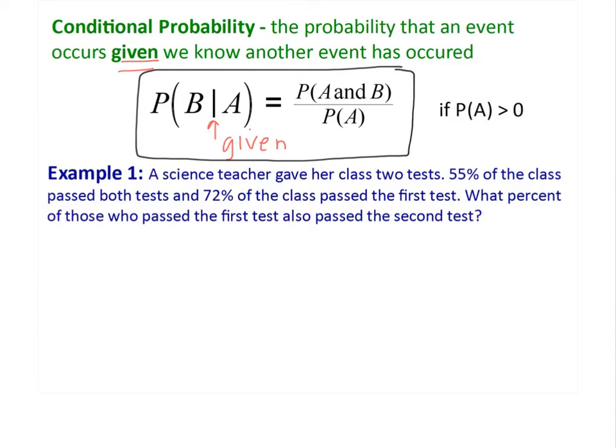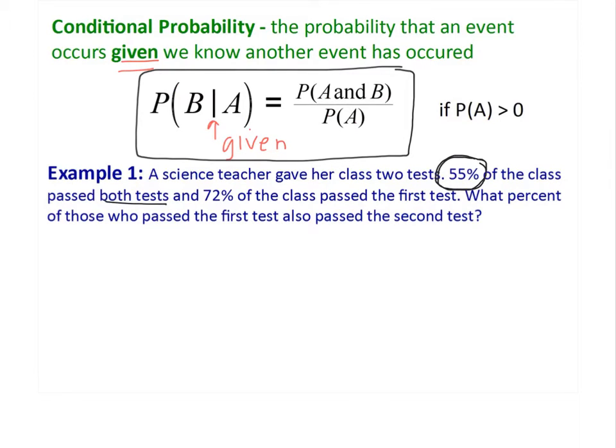So let's see what that looks like. In this example down here, it says a science teacher gave her class 2 tests. 55% passed both tests, 72% passed the first test. What is the probability, or what percent of those who passed the first test also passed the second test?